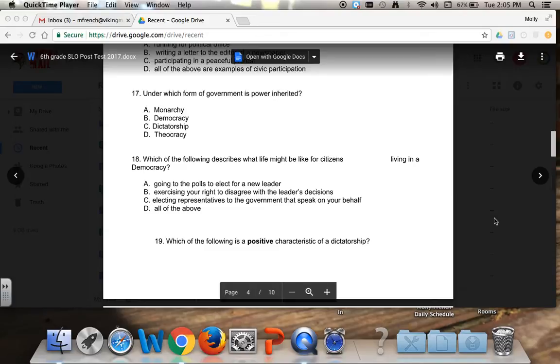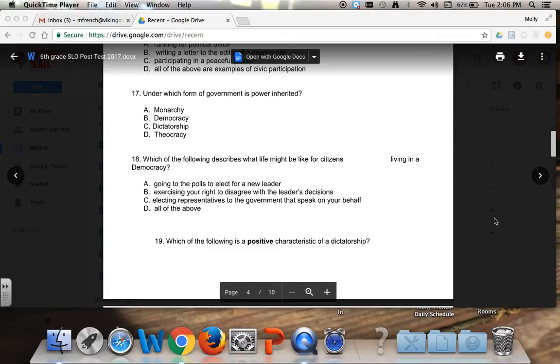Number 17. Under which form of government is power inherited? A. Monarchy. B. Democracy. C. Dictatorship. Or D. Theocracy. Number 18. Which of the following describes what life might be like for citizens living in a democracy? A. Going to the polls to elect a new leader. B. Exercising your right to disagree with the leader's decision. C. Electing representatives to the government that speak on your behalf. Or D. All of the above.